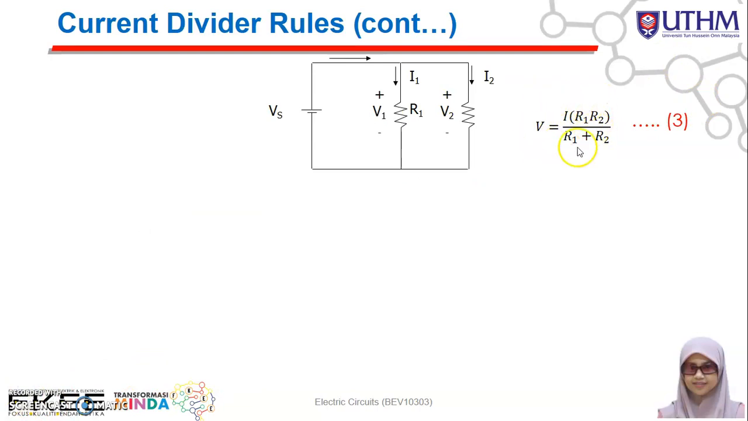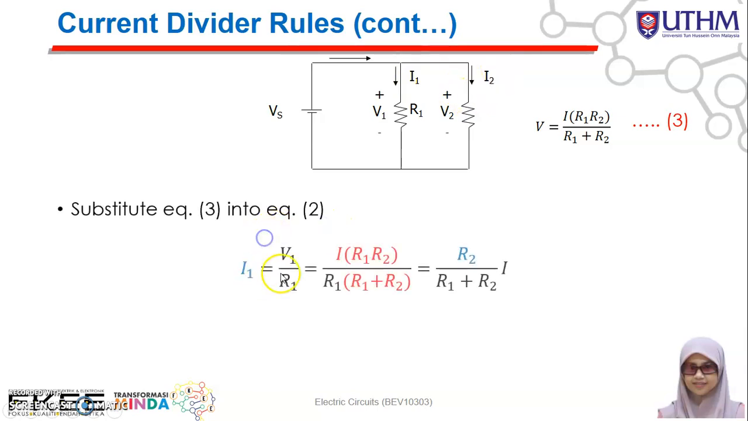Based on the equation that you get from the previous slide, V is equal to I R1 R2 over R1 plus R2. So this one we consider as equation number 3. So how to find the value of I1 and I2? By applying Ohm's law, you know I1 is equal to V1 over R1, right? So V1 is equal to V, and V is given by this. So I can just substitute the value of V over R1. So I R1 R2 over R1 plus R2 divided by R1. Okay, and then I can cancel R1 and R1. So finally I have I R2 over R1 plus R2.